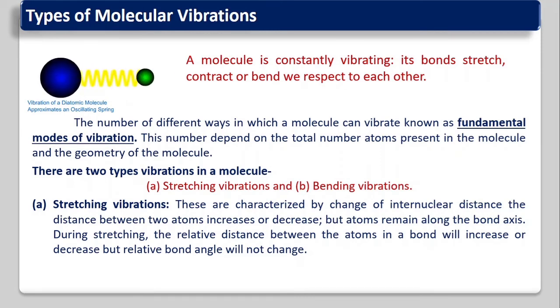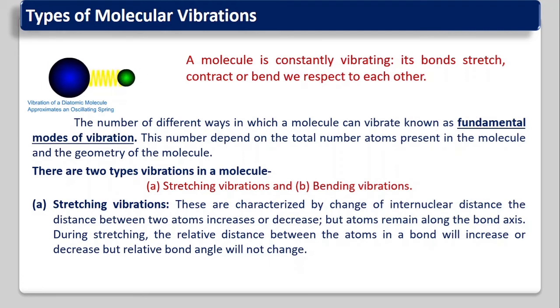In stretching vibrations, the bond length undergoes contraction, relaxation, contraction, relaxation. These vibrations are along the axis of the bond. The bond length is changing, but the bond angle does not change. Those types of vibrations are called stretching vibrations.